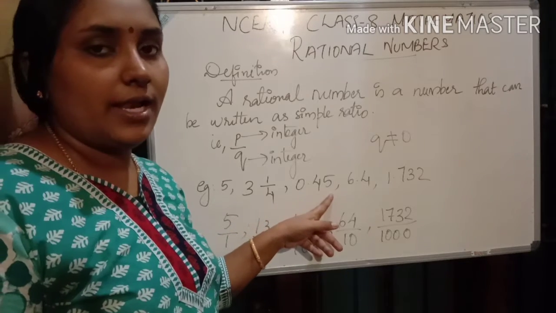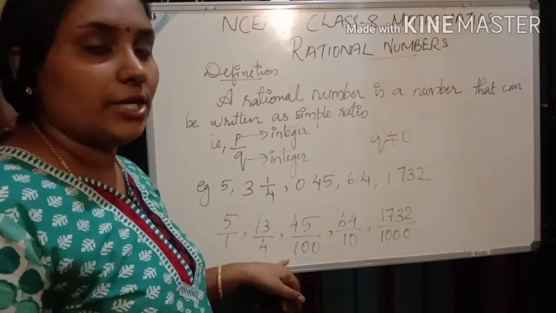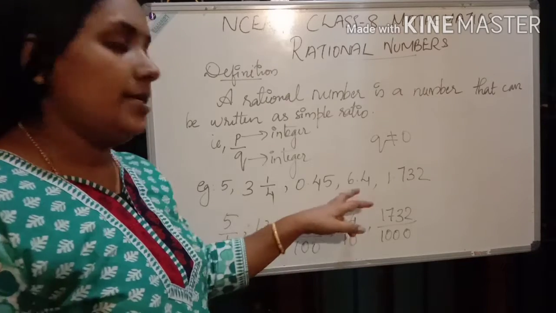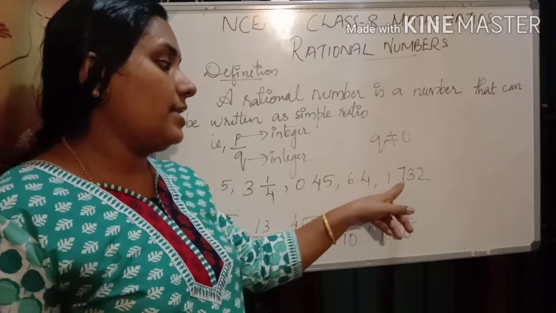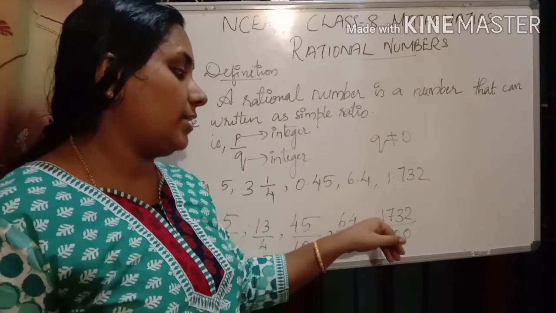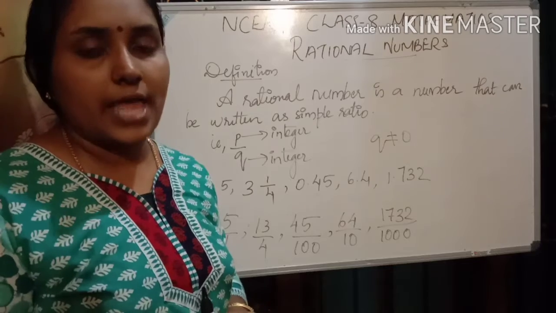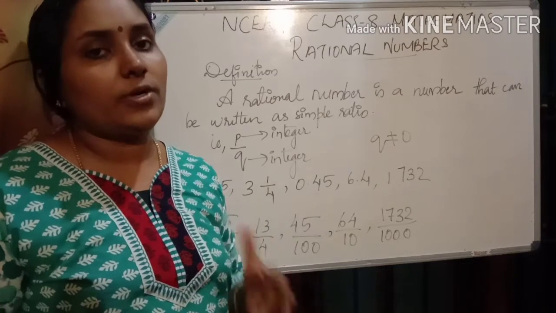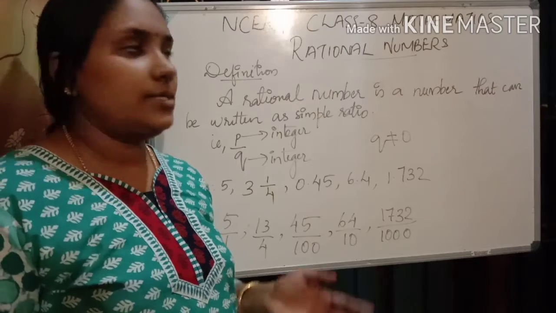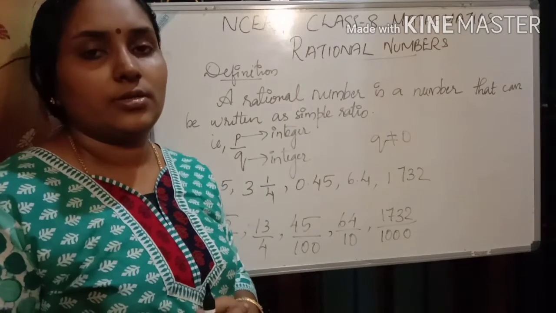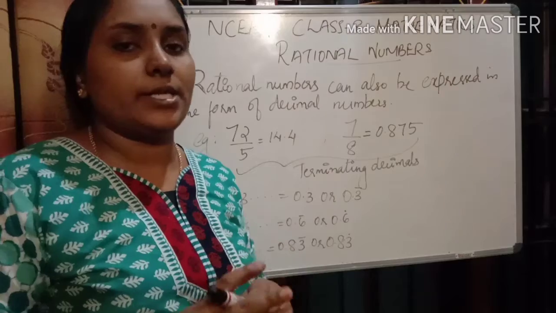0.45 is a decimal. It can also be written in fraction form, that is 45 by 100. 6.4 is 64 by 10. 1.732 can be written as 1732 divided by 1000. It can be summarized that all the natural numbers, whole numbers and integers can be said to be rational numbers. Clear?